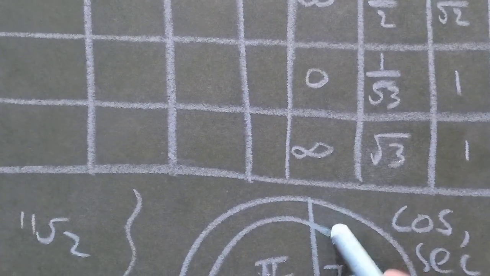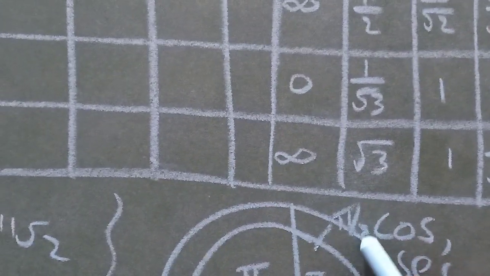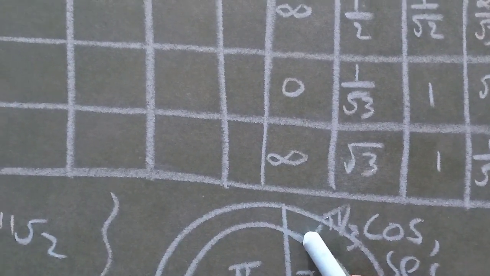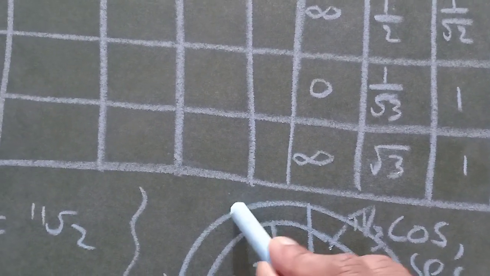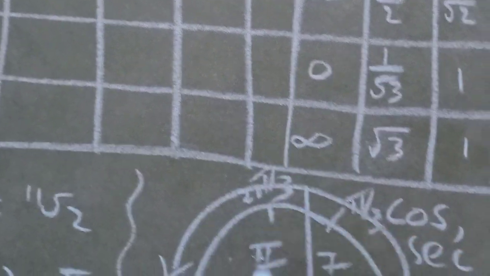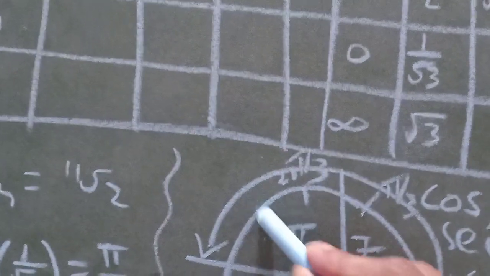Suppose here it is pi by 3, that is 60 degree. Then this will be 90. This will be 2 pi by 3, like that. This will be 3 pi by 4. This will be 5 pi by 6. Okay, so we are getting the values.